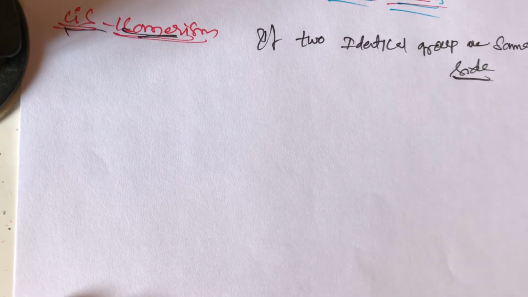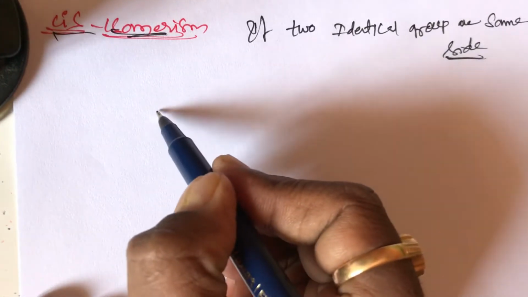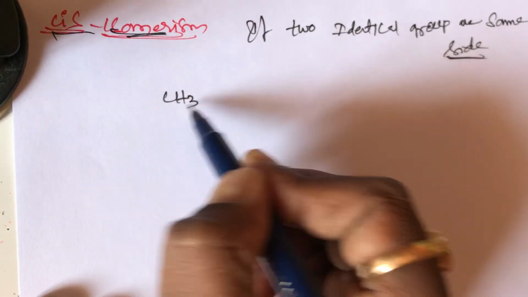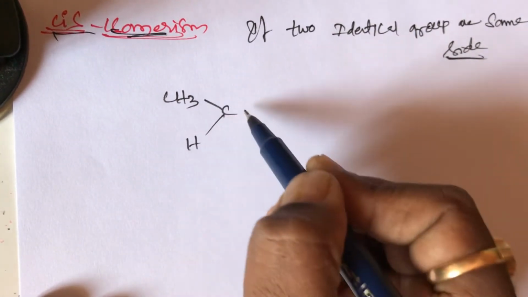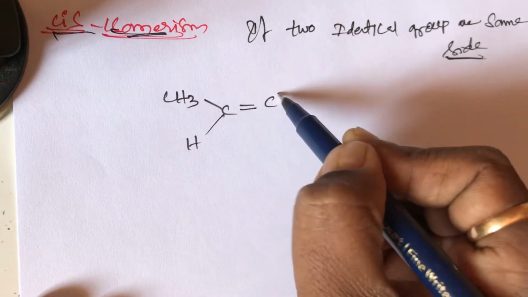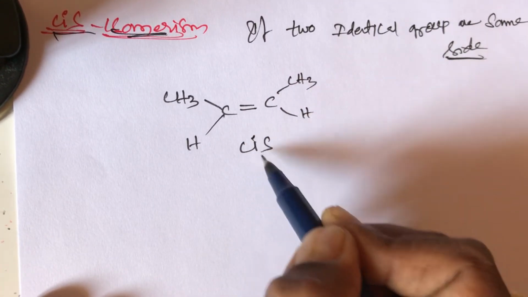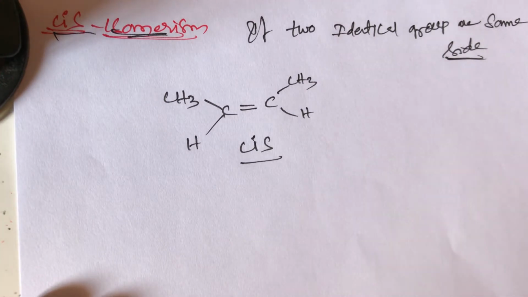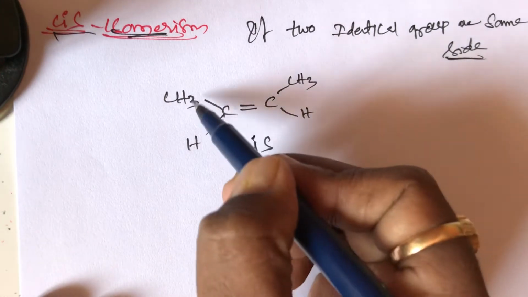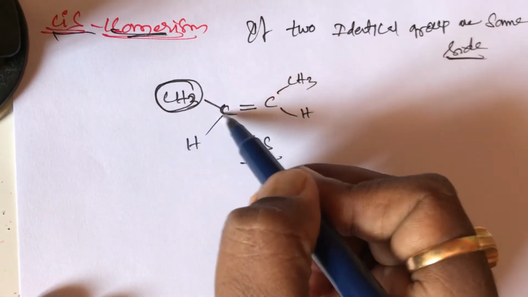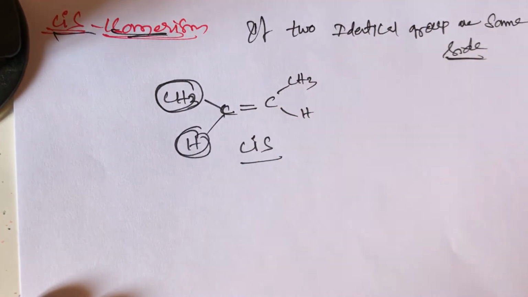Now take the example, 2-butene. We can write CH3, double bond C, CH3 and H. This is called cis isomers. Two identical groups are present on the same side. What are the conditions for geometrical isomers?